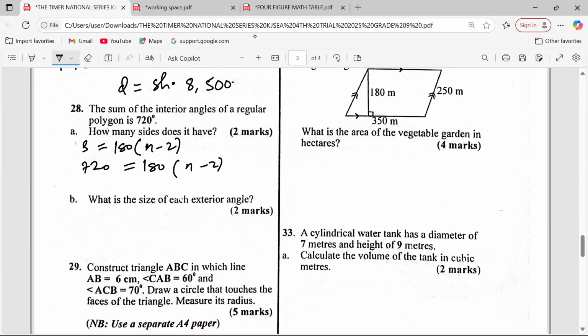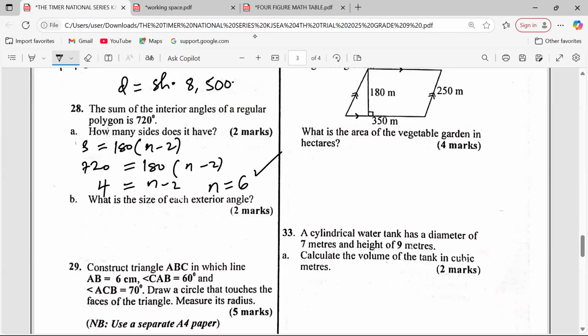So we can divide it through by 180 first, instead of opening brackets. This is giving me 4 equals n minus 2. So for me to remain with n, the 2 should be added on my left. And that becomes 6 sides. So the number of sides is 6.